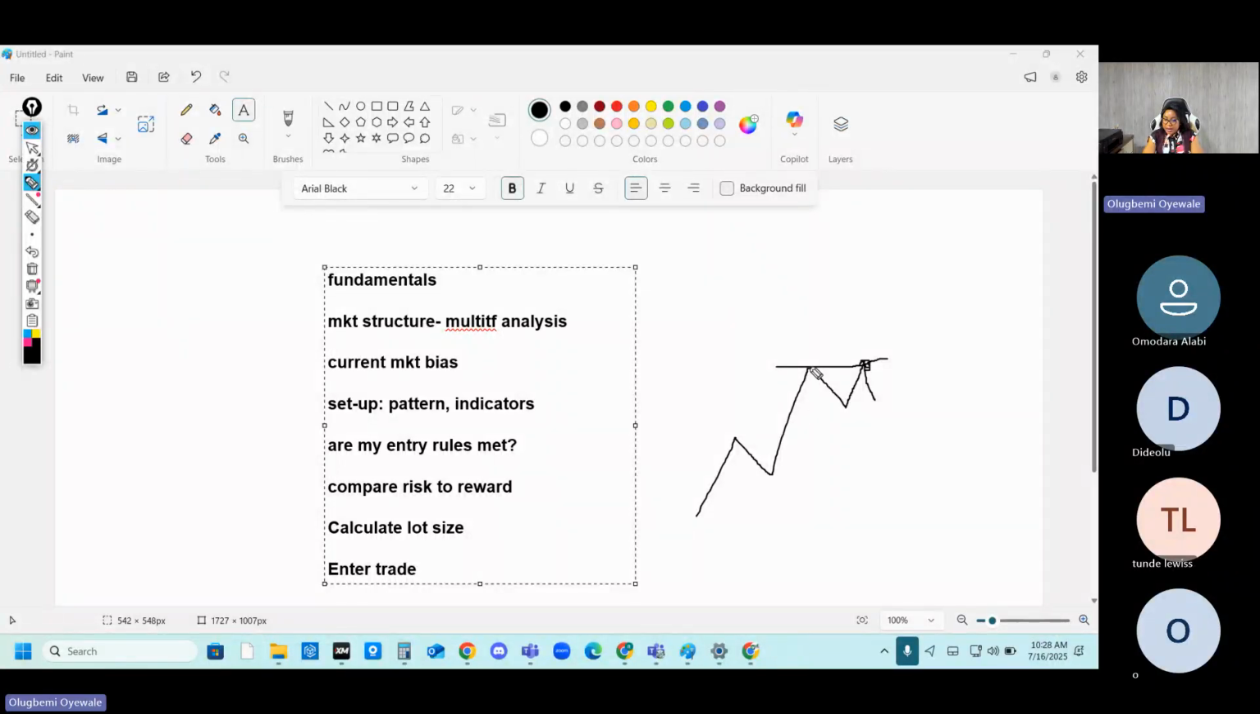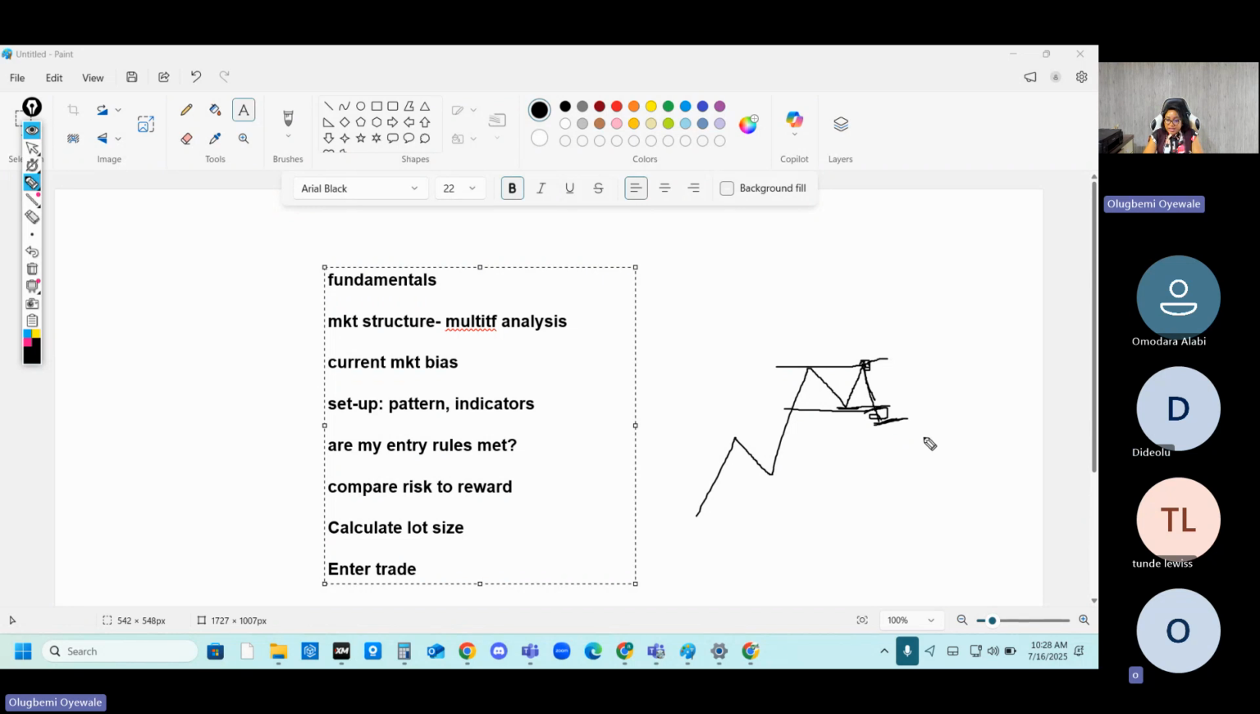For me, it might be this pattern. This is like a head and shoulders or double top pattern. So price gets to that resistance, it touches it and bounces back down. This area is my neckline. Once the price closes below it, I start to sell, because at that point, a lower low has been created for me. So I start to look for a sell.